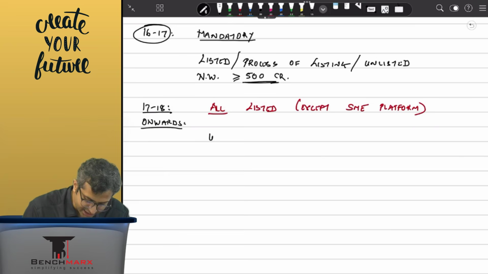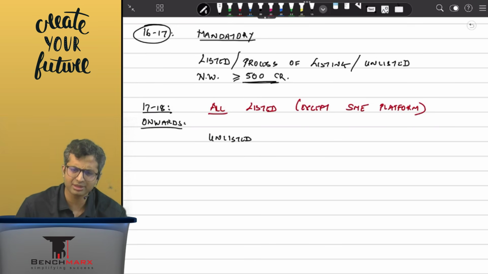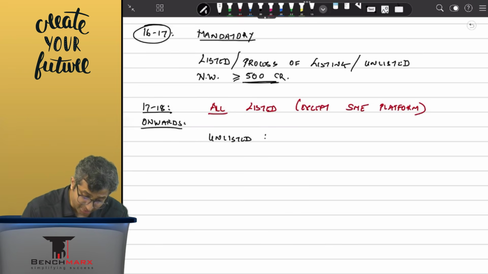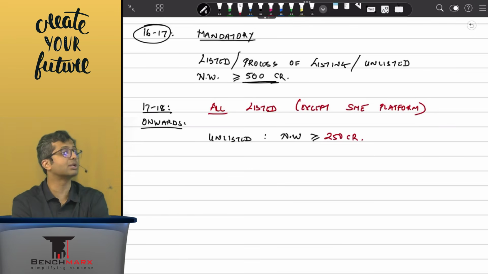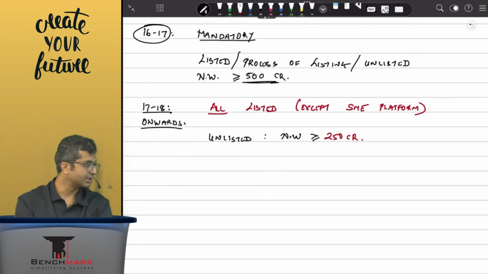And for unlisted companies, achha, what do we say? Let me keep it to all unlisted companies? No. Unlisted companies, the net worth limit still remains. Net worth limit is now, anyone has any idea? 250 crores. So they've made it half from 500. The net worth limit is now 250 crores. So if your net worth as per the last audited balance sheet exceeds 250 crores, you are unlisted.